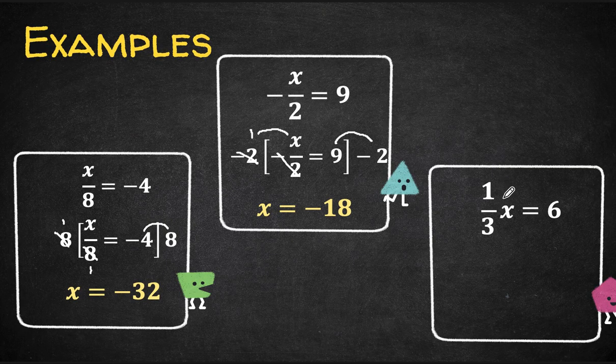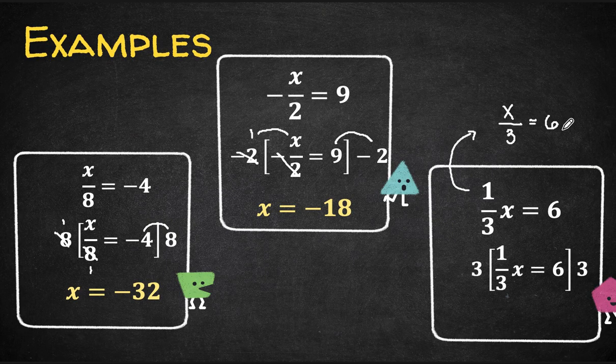And for the last one, it will just be the same, because 1/3 x is also the same as writing it as x over 3 equals 6. So they are just the same. So we're going to multiply both sides of the equation by 3. So that will be 3 divided by 3. The answer is 1. So 1 times x, the answer will just be x. And then, don't forget, 6 times 3, the answer here is 18.